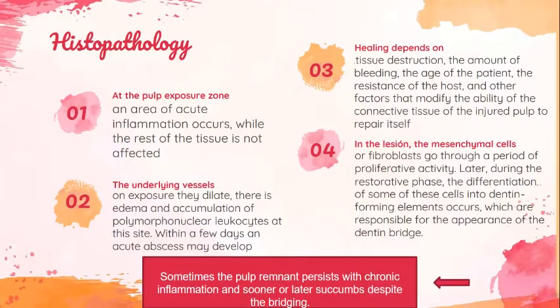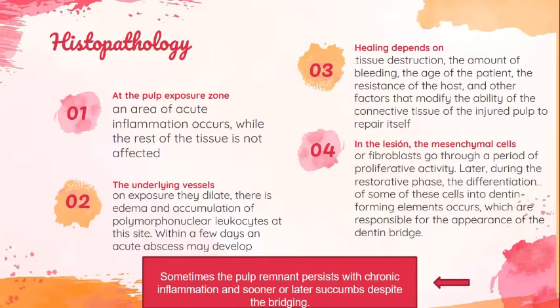Histopathology. Number 1. At the pulp exposure zone, an area of acute inflammation occurs, while the rest of the tissue is not affected. 2. The underlying vessels at the exposure dilate. There is edema and accumulation of polymorphonuclear leukocytes at the site. Within a few days, an acute abscess may develop.